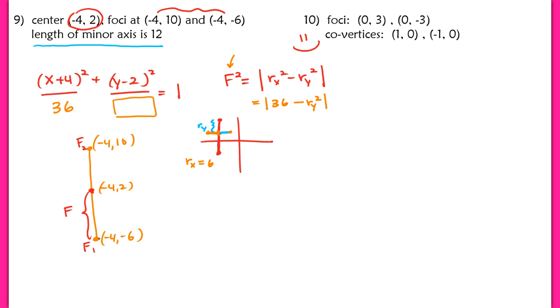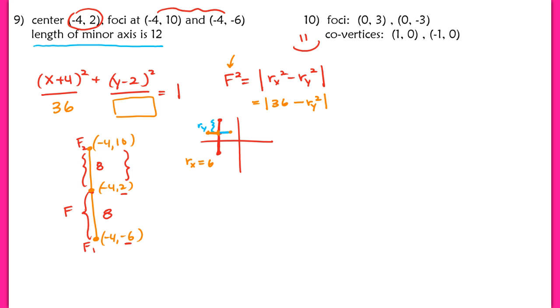Now if you look at the distance, we're just going to look at the change in the y. This distance is 8 units long. Same thing goes with this. This is 8 units long. So that should match up. You should always get the same exact value because the distance from the center to both foci has to be the same. Both values here are 8.